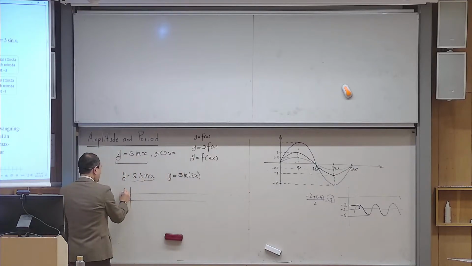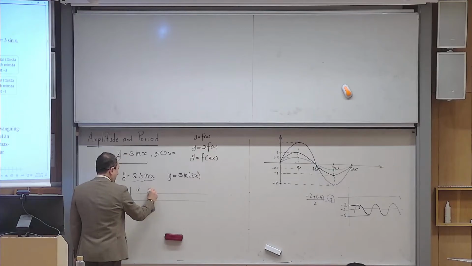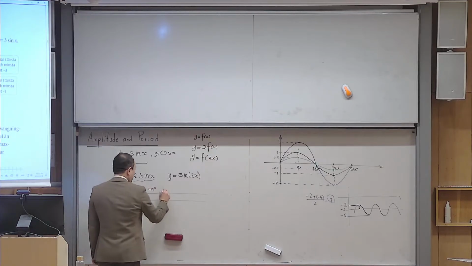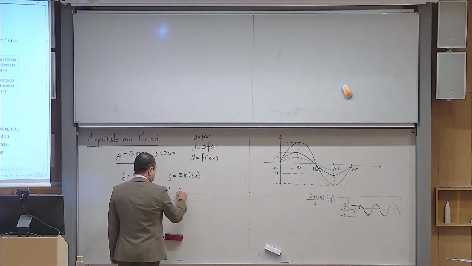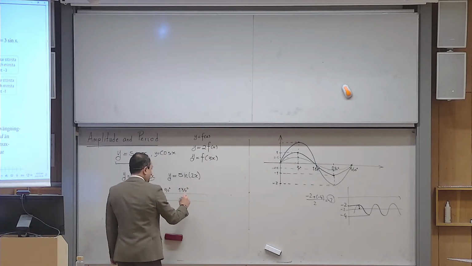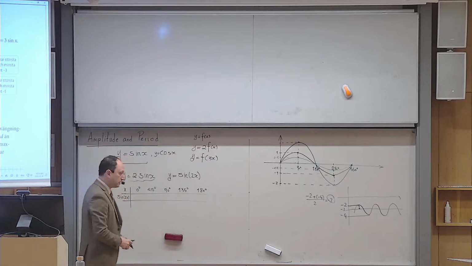Okay, so this might be a little bit confusing, but I want you to understand this. So I will take sine 2x here. But the values that I choose, I will choose 0 and 45 and then 90 degrees. You will see why. And then 135 degrees and then 180 degrees. Okay?